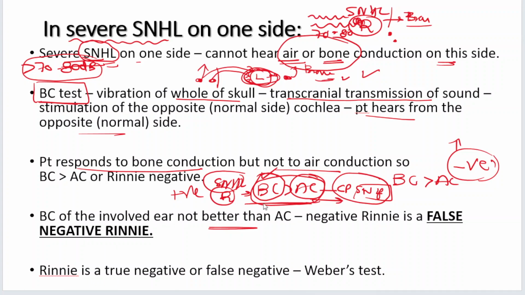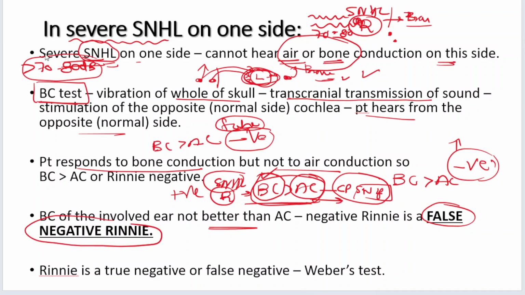So bone conduction is not better than air conduction, but we feel it is, because when you place the tuning fork on the mastoid, the patient says, bone conduction I can hear. So you say bone conduction is better than air conduction, but it's not real, not happening in real life. So we say it is false negative Rinne. You are getting a negative result, but it is not correct. False negative Rinne happens in severe sensorineural hearing loss on one side.